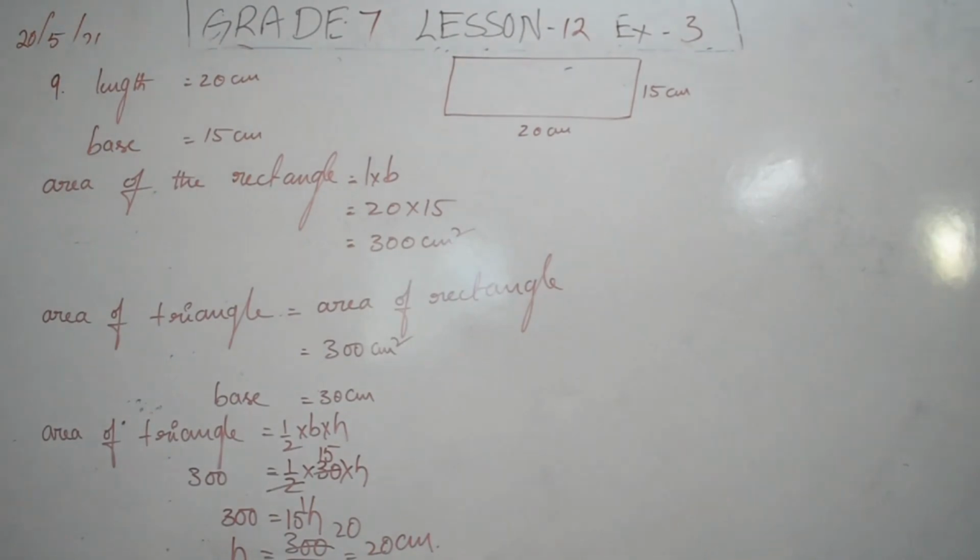So there are 4 remaining problems. The 10th one, they are asking for the shaded region, like the 5th problem. The 10th, 11th, and 12th are like the 5th problem. In the 13th one, their ratio is given, base and height ratio 3:2. So you have to do those 4 problems.